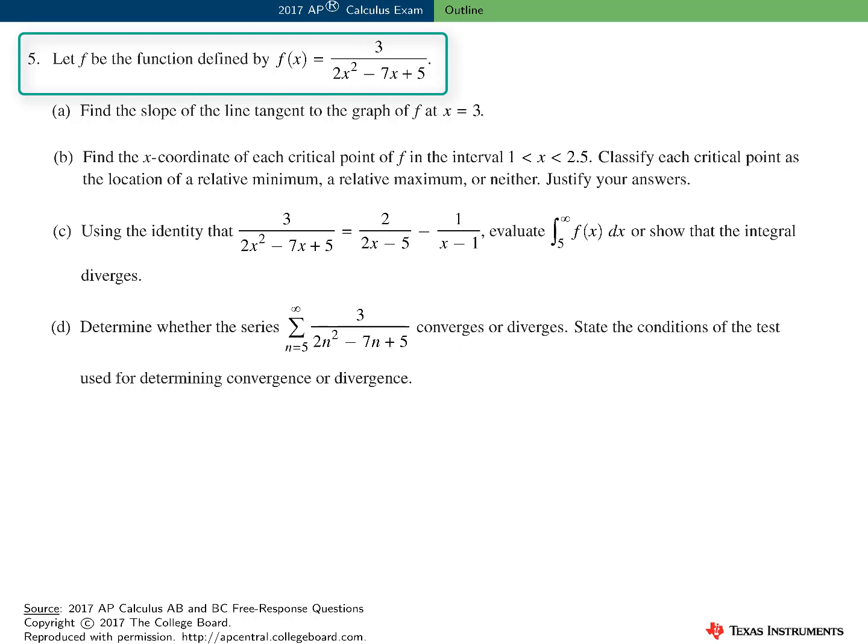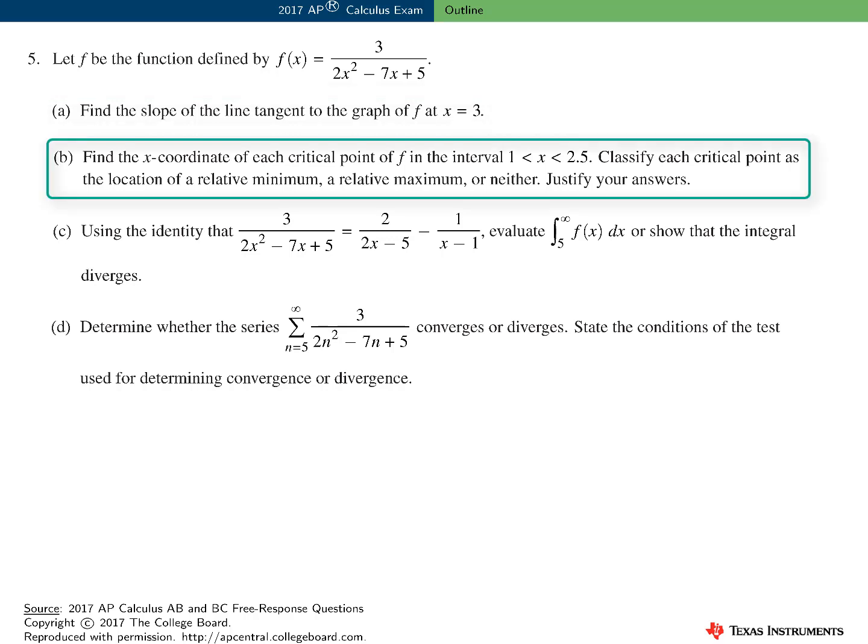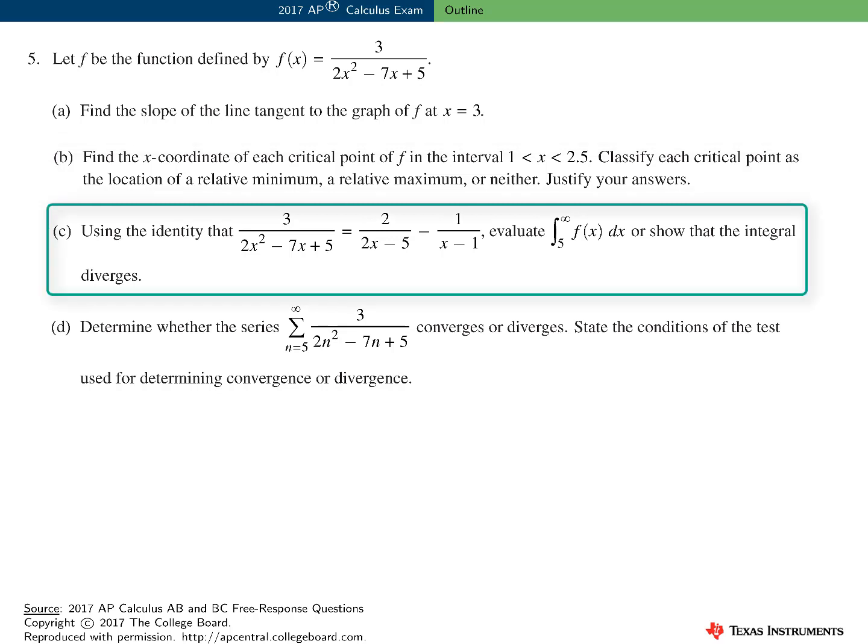In this problem, we're given a rational function f. In part A, we need to find the slope of the line tangent to the graph of f at x equals 3. In part B, we need to find the x-coordinates of all the critical points of f in the interval 1 to 2.5, and then classify each as the location of a relative minimum, relative maximum, or neither.